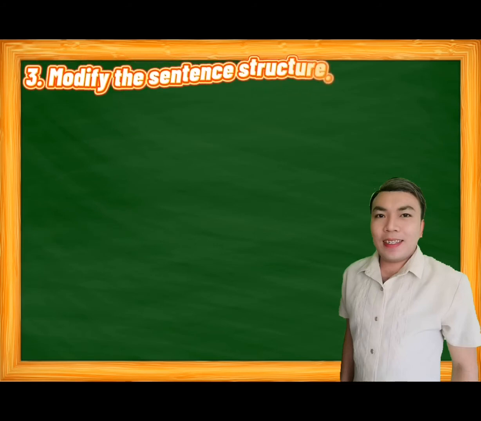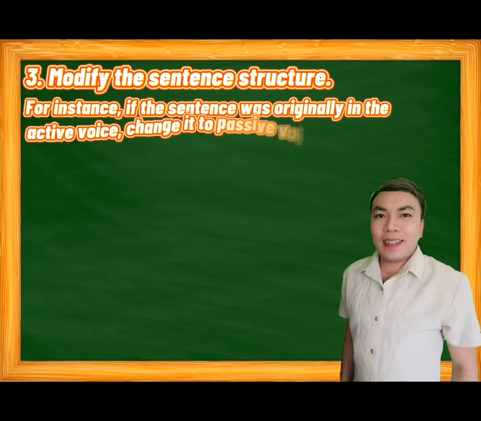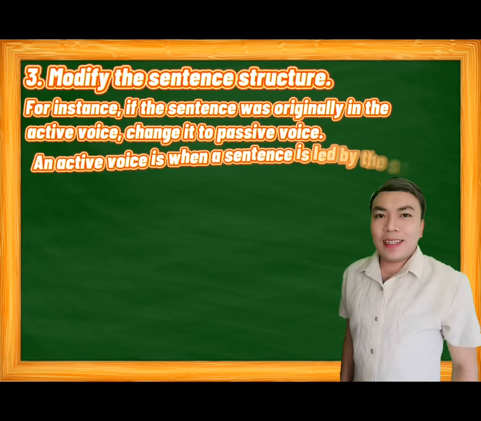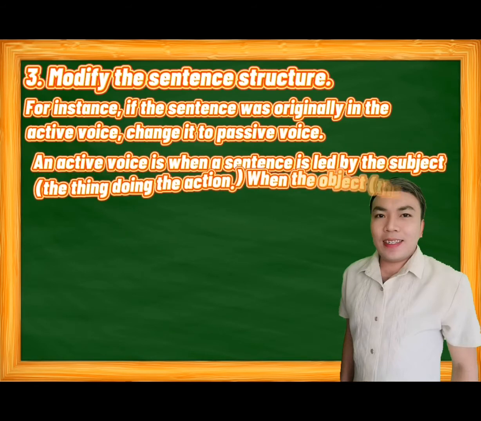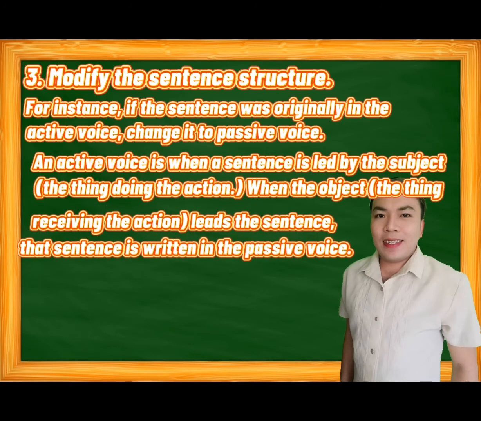Number 3. Modify the sentence structure. For instance, if the sentence was originally in the active voice, change it to passive voice. An active voice is when a sentence is led by the subject, the thing doing the action. When the object, the thing receiving the action, leads the sentence, that sentence is written in the passive voice. Let's take a look at the given example.